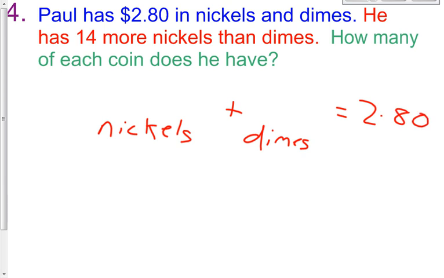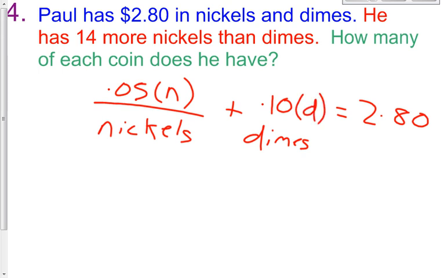Now, I don't know how many nickels he has, but the amount of money that he has in nickels, I know is going to be multiplied by 0.05, because a nickel is 5 cents. So 0.05 multiplied by the amount of nickels he has is the amount of money he has in nickels. Likewise, dimes is 10 cents. So however many dimes he has, you're going to multiply it by 0.10 to get the total amount of value or worth of dimes he has in money. So 0.05n plus 0.1d, that equals $2.80.